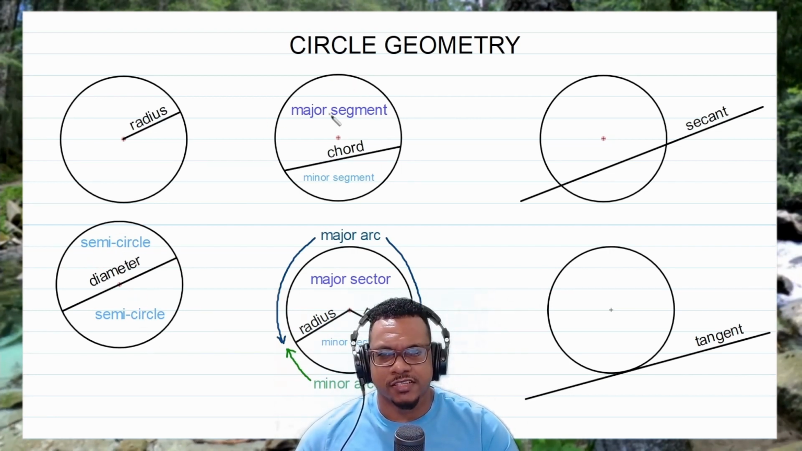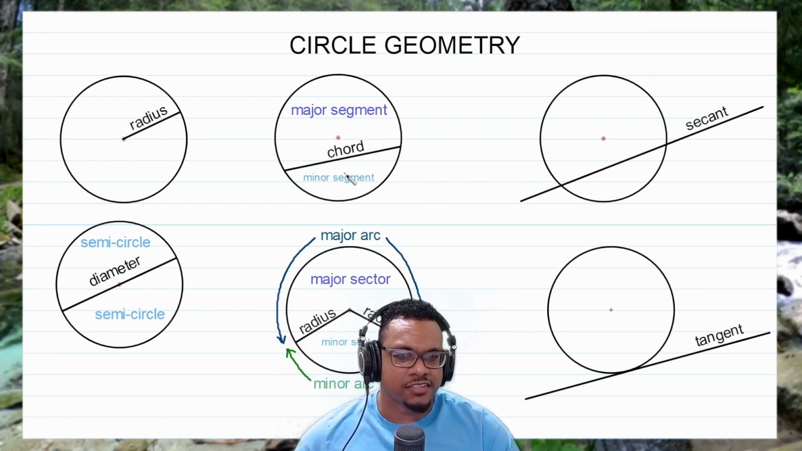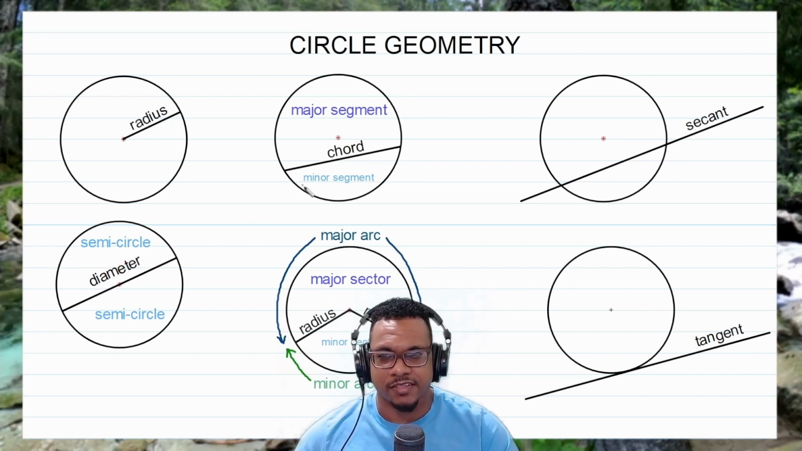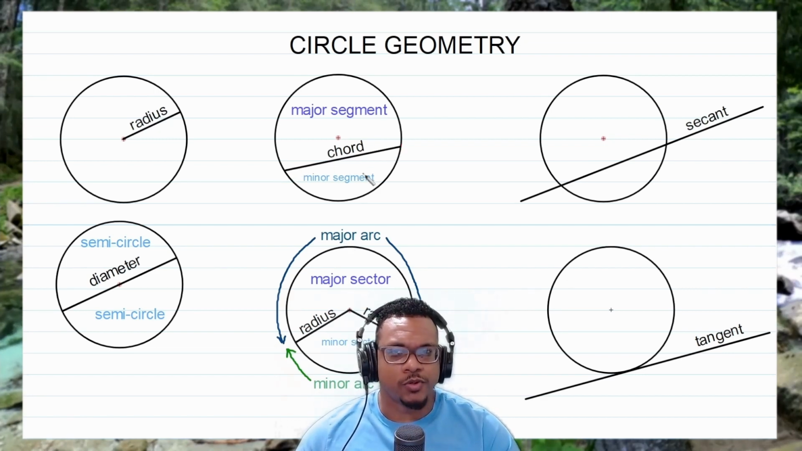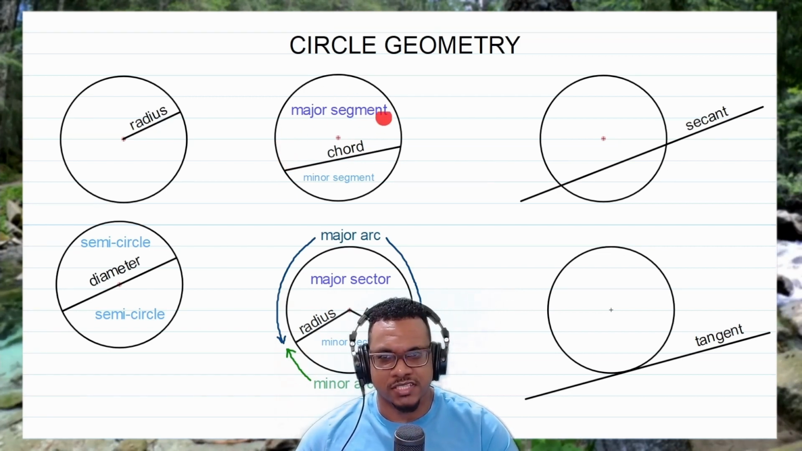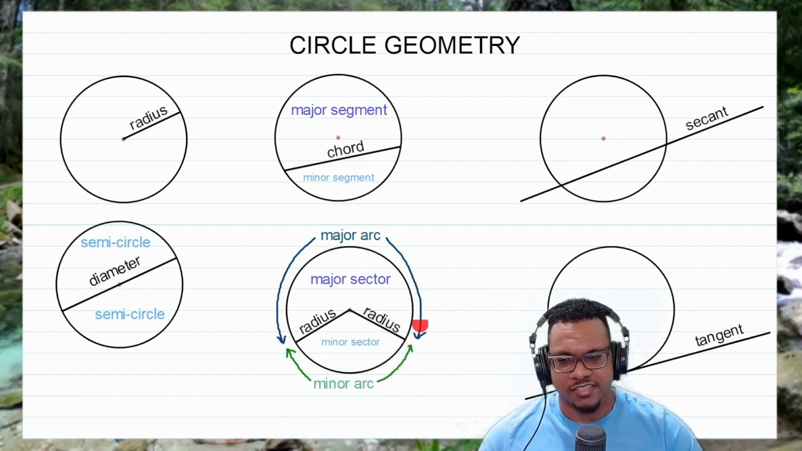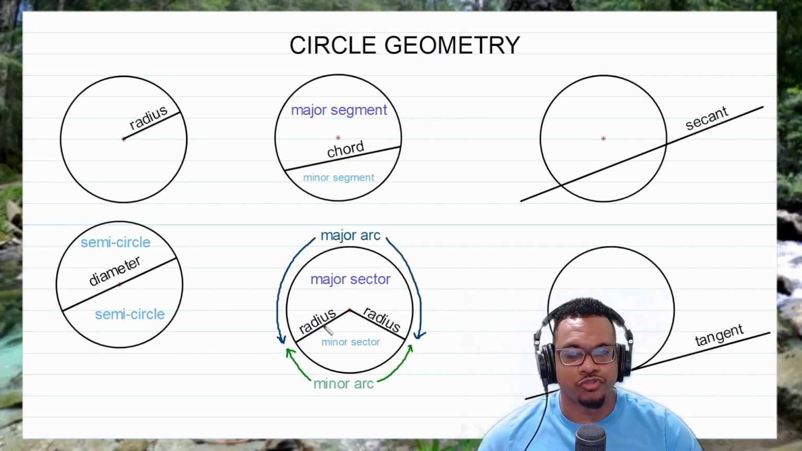Now here I have another circle. This is the center of the circle, and this line doesn't pass through the center of the circle like the diameter. Therefore, this line is known as a chord. So that's the difference between the chord and the diameter. The diameter passes through the center of the circle, the chord does not. And this chord will split the circle into what we call the minor segment and the major segment. So this area down here is called the minor segment, and this area on top here will be called the major segment.